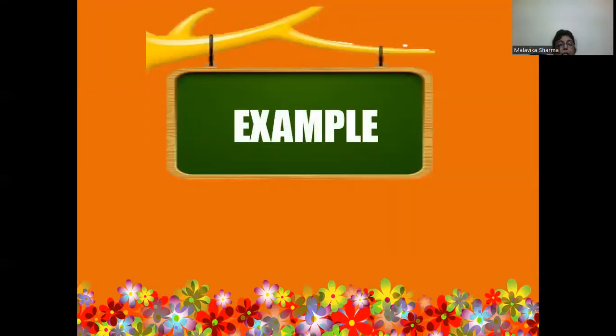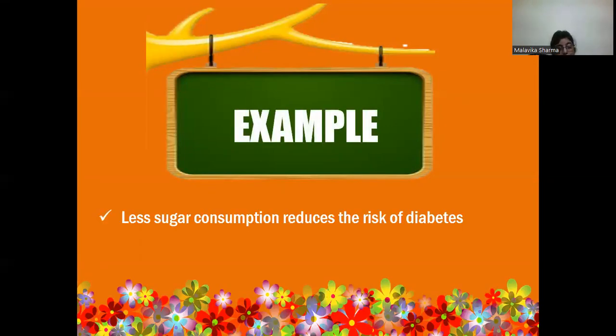So, let us understand this with the help of an example. People have the belief that less sugar consumption reduces the risk of diabetes. Now, this belief is universally accepted in society. That is, people tend to reduce the consumption of sugar because they believe that it can reduce the risk of diabetes. Now, this belief may not be right depending upon the situation.